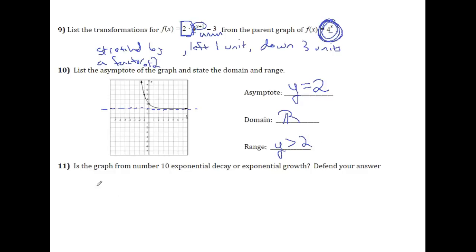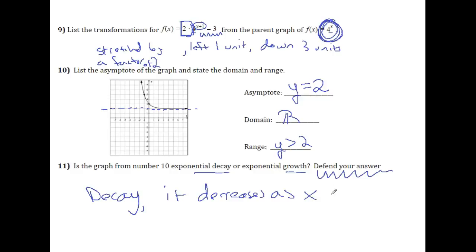That's my range. Is the graph from number 10 decay or growth? Defend your answer. Well, this is definitely a decay graph, and that is because it decreases as x goes to the right. It's decaying. It's getting smaller as x gets larger. That's my defense. Good luck.